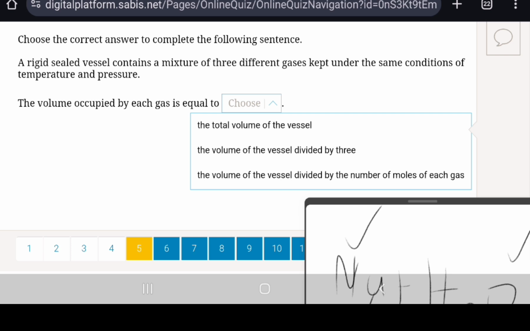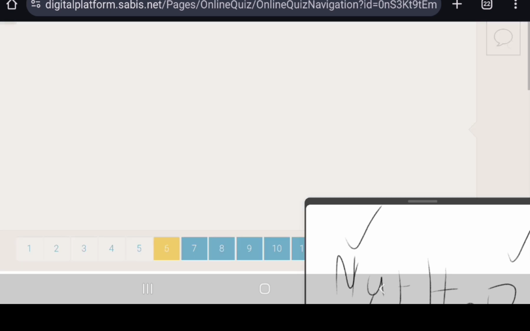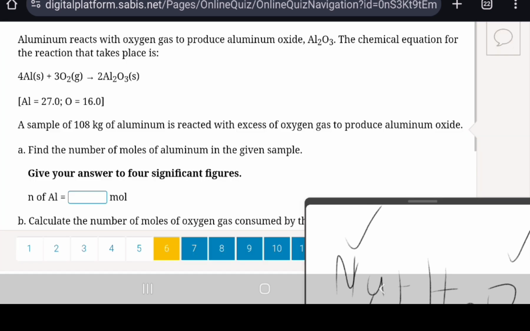Okay. A rigid sealed vessel contains a mixture of 3 different gases kept under the same conditions of temperature and pressure. The volume occupied by each gas is always going to be equal to the total volume of the vessel, or the room, or the glass, or the container.